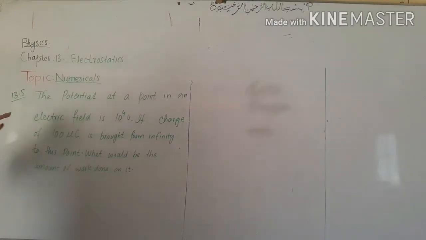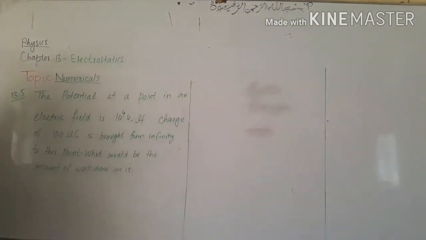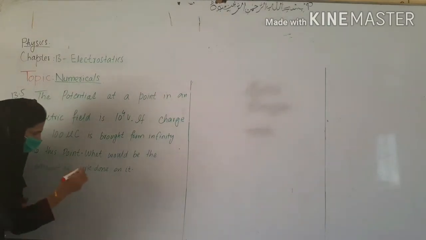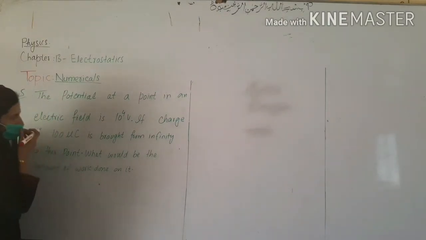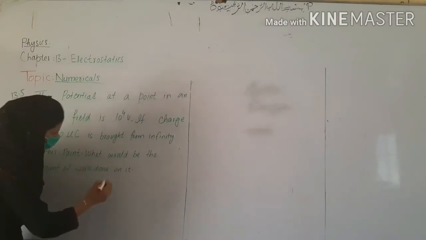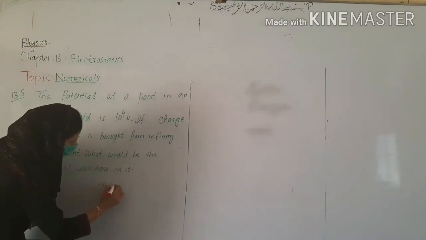Now the numerical 13.5 of this exercise of chapter 13. The potential at a point in an electric field is 10 to the power 4 volts. If a charge of 100 microcoulomb is brought from infinity to this point, what would be the amount of work done? According to the statement, suppose this is the point where the potential of the field is V equal to 10 to the power 4 volts.